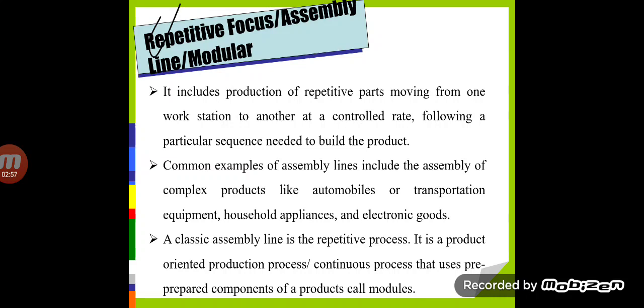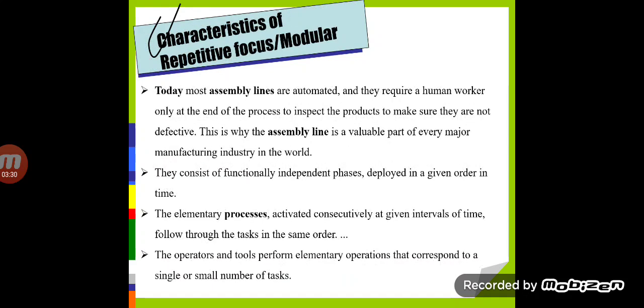A classic assembly line is the repetitive process. It is a product-oriented, continuous production process that uses pre-prepared components of a product called modules, because before starting any work, the repetitive system and sequences are fixed before manufacturing any product. That's why we can use the word modular. Clear? Now the characteristics of repetitive focus or modular.